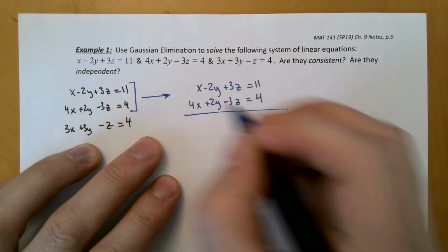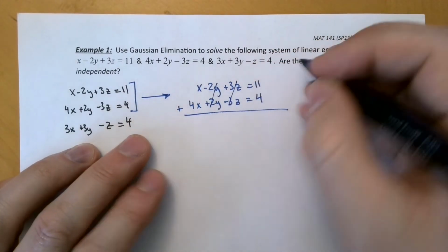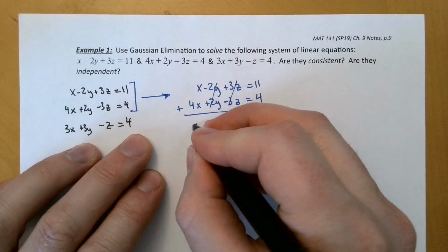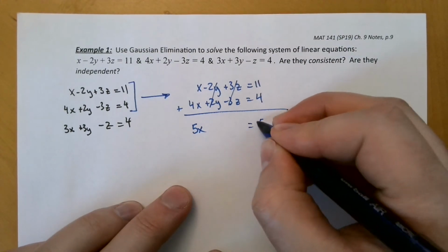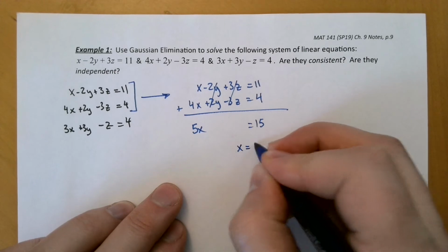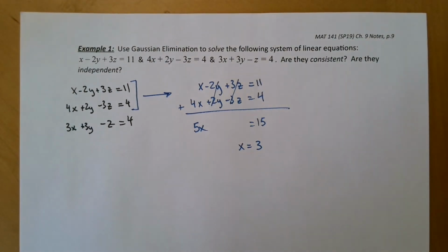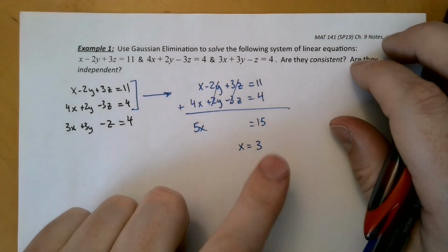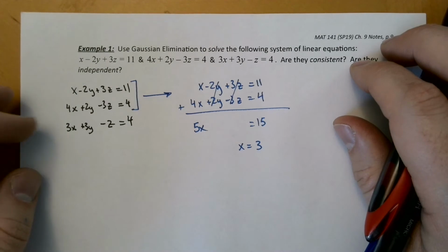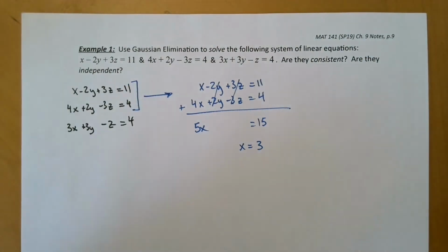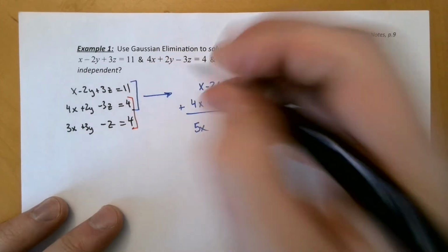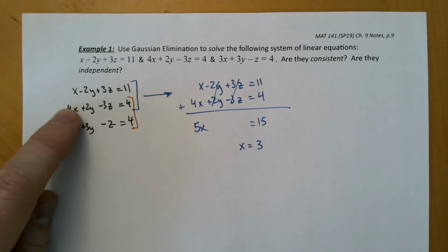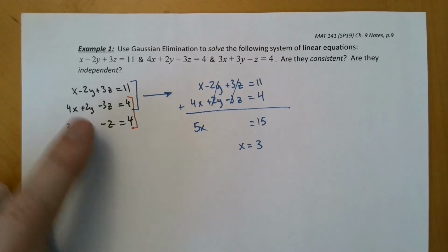So here we go. Add these two together. Y's disappear, z's disappear. 1 plus 4 is 5x, and 11 plus 4 is 15. And then we get that x equals 3. Now, we can take any other two pair we want and plug this 3 in for the x to get one of the other two. So what I'm going to do is take these next two, and I'm going to rewrite them with the x in there, and then we're going to either solve for y or z.